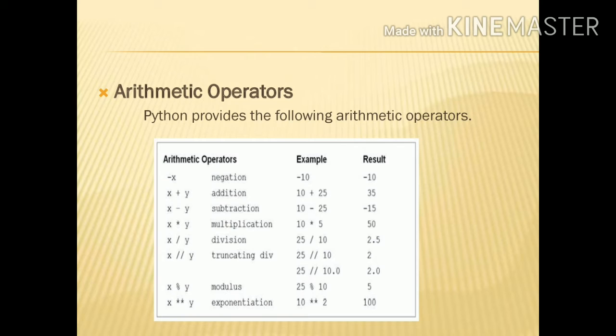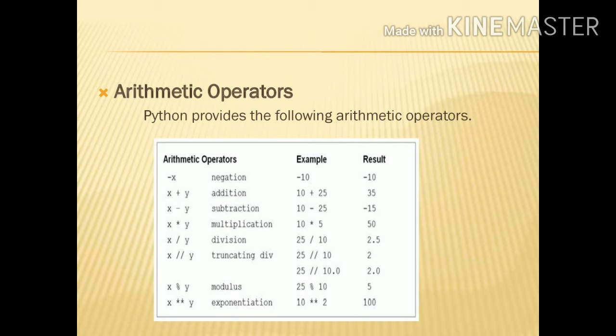Minus x, which is nothing but the negation operator; x plus y, the addition operator; x minus y, the subtraction operator; x into y, the multiplication operator; x slash y, the division operator; x double slash y, the truncating division operator; x mod y, the modulus operator; x double star y, the exponential operator. Python provides two forms of divisions.